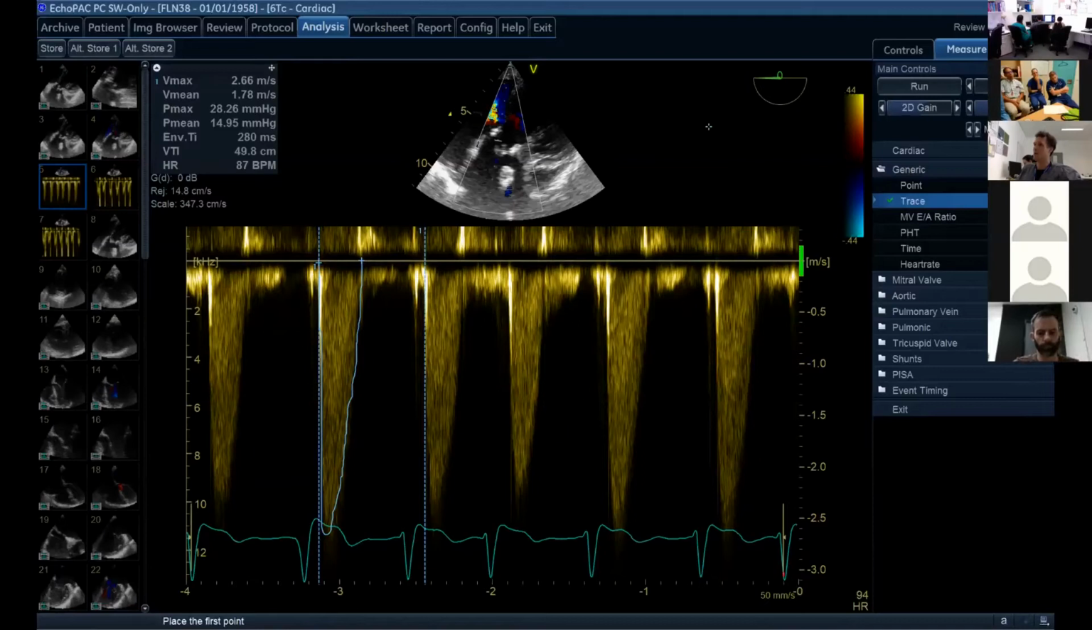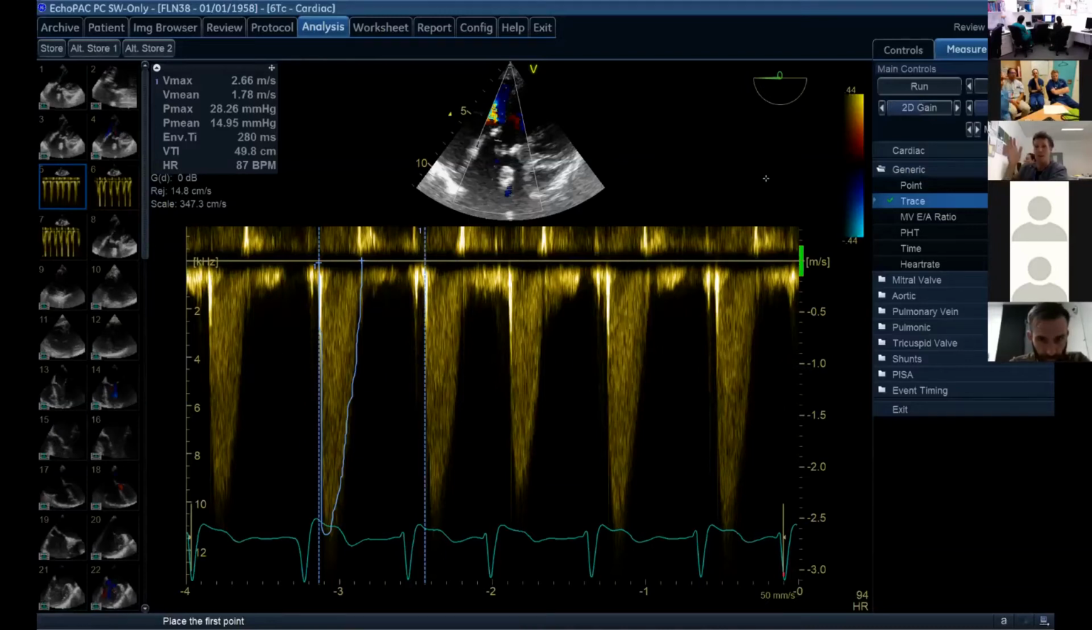Let's ask him, Ravi, I've just measured this out and I've got some values. Tell me, can you critically analyze this Doppler profile for me? How could it be better? So where is the, I can't actually see the alignment.